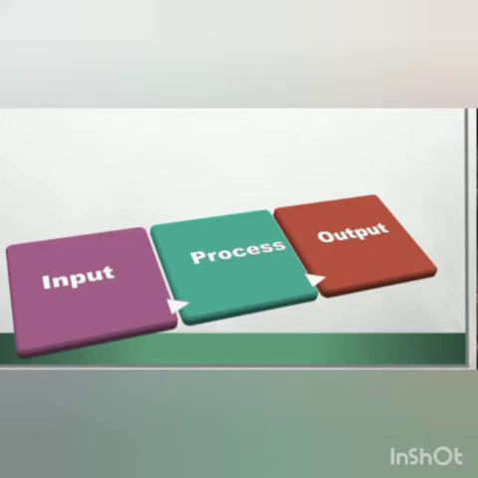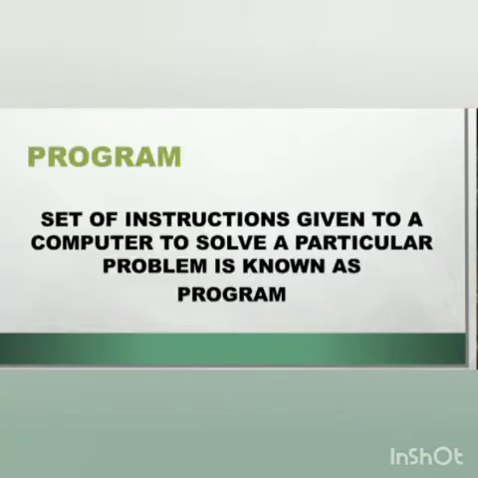So here a question arises, who tells the computer what to do and how to do? Answer is program. The proper definition of program is set of instructions given to a computer to solve a particular problem. But here the word particular means that a program tells about one task. As if we have to add two numbers, this is one task. If we have to subtract two numbers, this is another task.